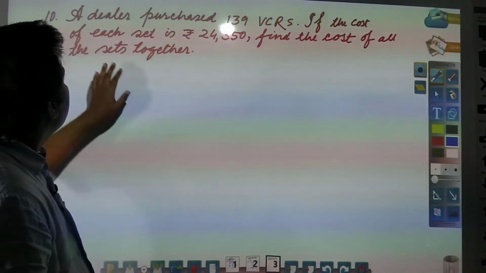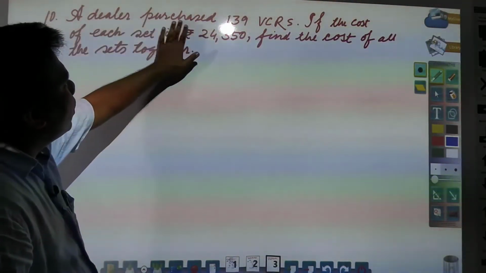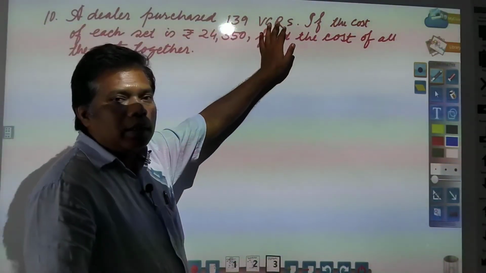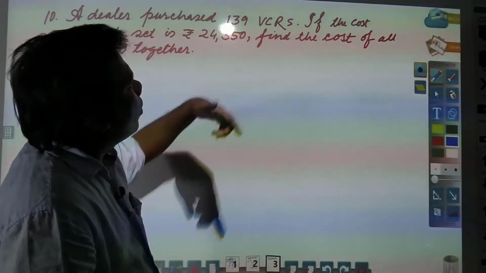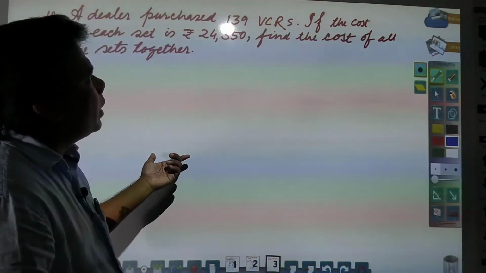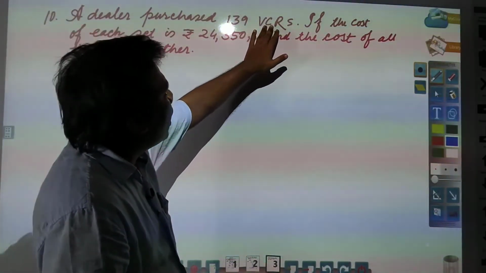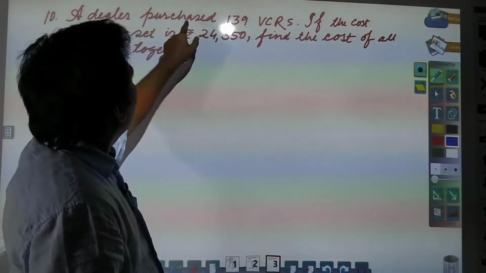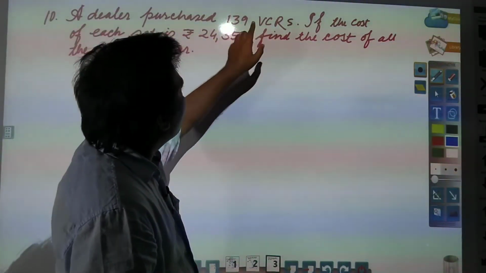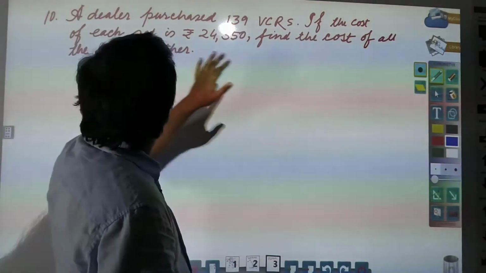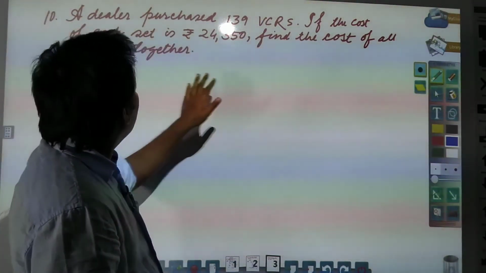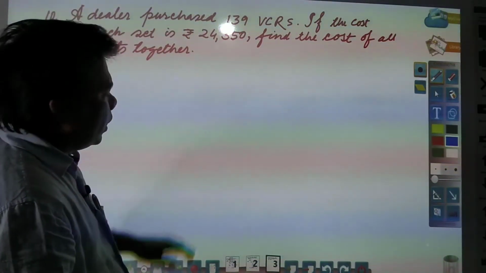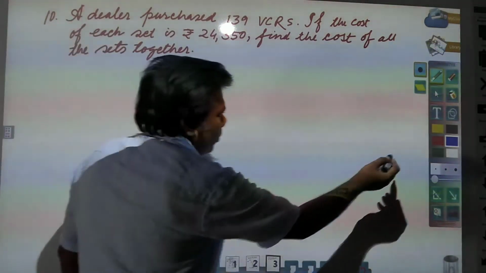Next you see, a dealer purchased 139 VCRs. VCR is what? VCR is just like we have a DVD player or CD player; like that, VCR was there before. So 139 VCRs were purchased. If the cost of each set is 24,350, find the cost of all the sets together. So again the unitary method will be required to be applied.